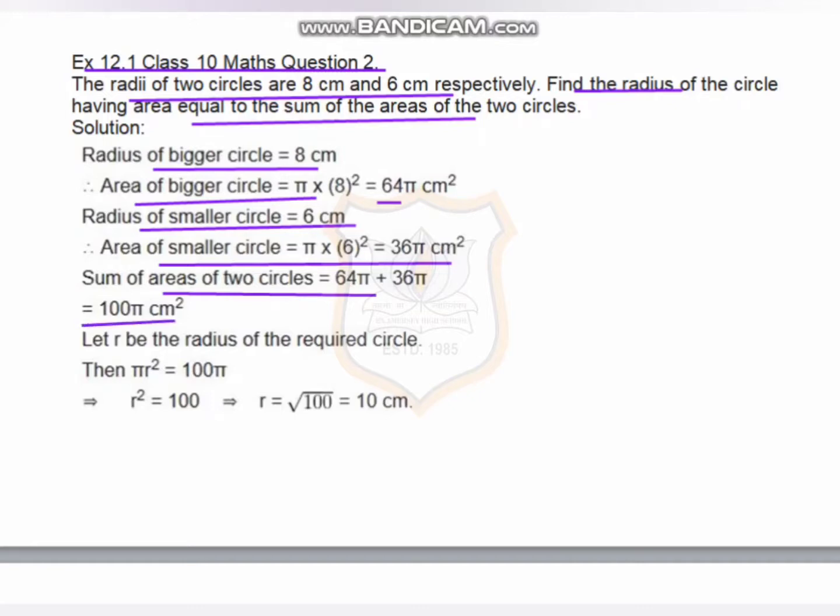We know that the area of the required circle is equal to pi r square, which is equal to 100 pi. So pi and pi cancel out. So r square is equal to 100. So r is equal to root 100, which is equal to 10 centimeters.